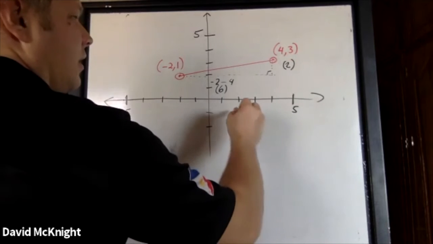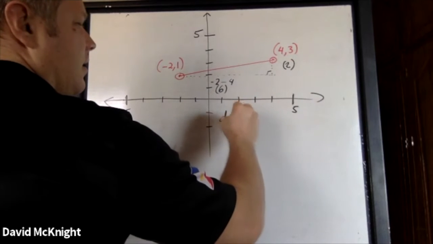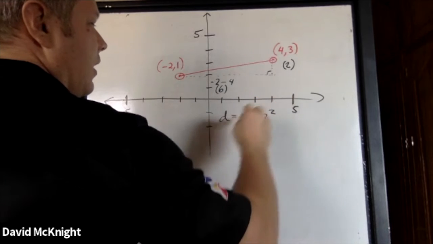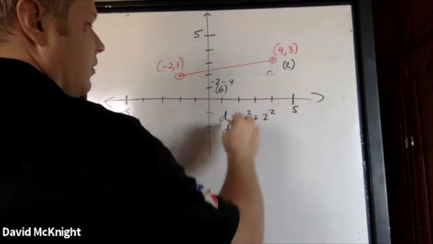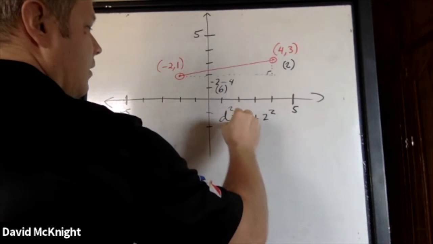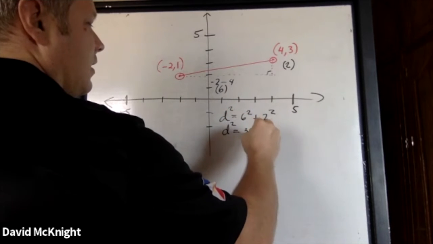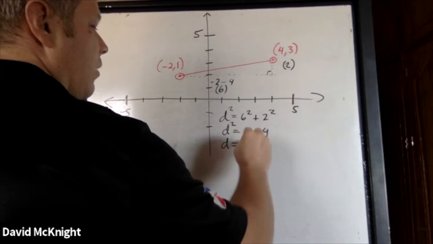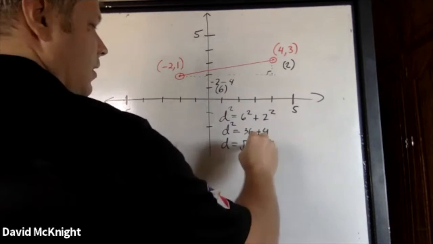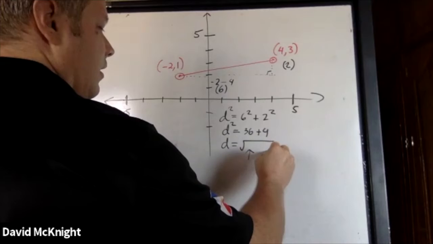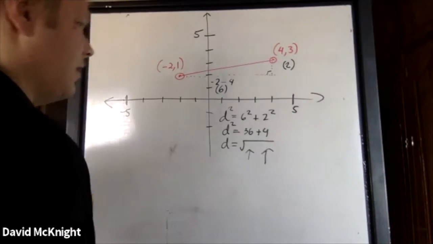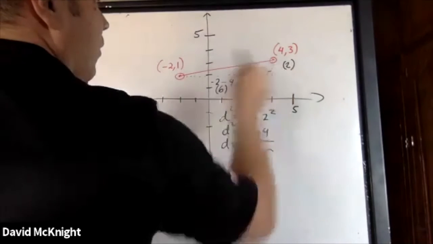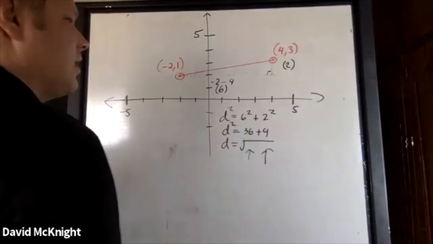So all we have to do is to find the distance. Distance is equal to 6 squared plus 2 squared. So distance squared is equal to 36 plus 4. And then so d would be the square root of those two values there. Now, what do those two values represent? They represent the distance horizontally and the distance vertically.